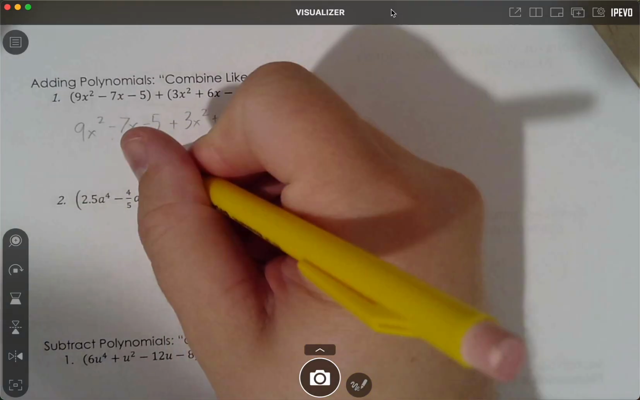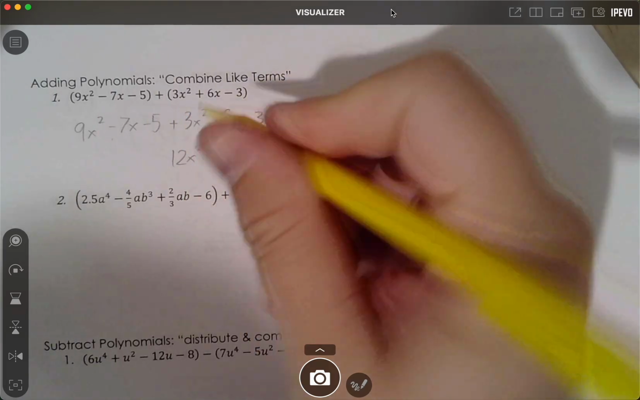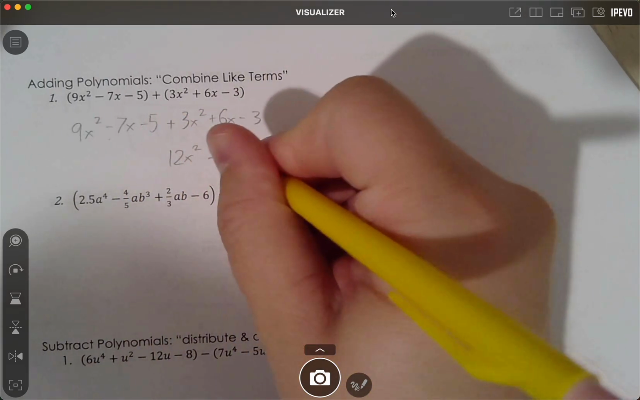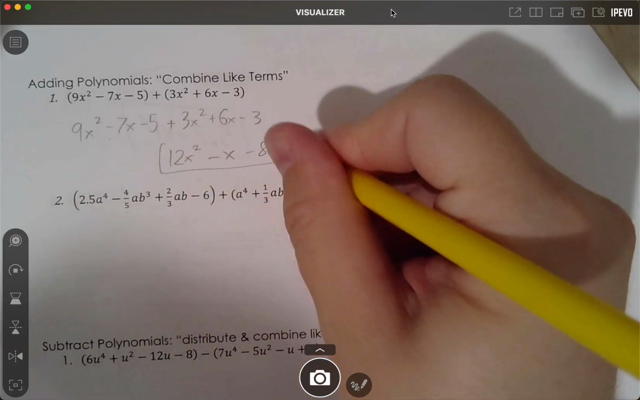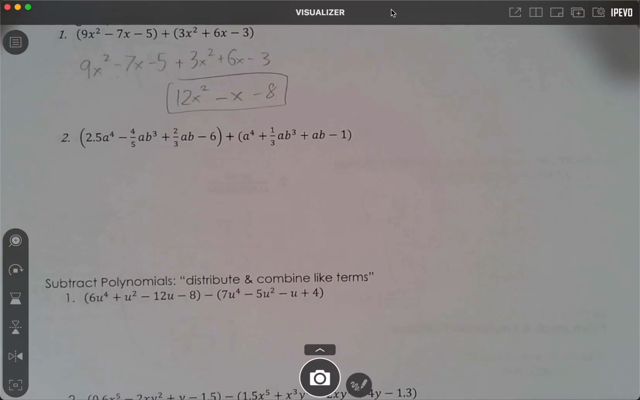So, I see a 9x squared, I see a 3x squared, that's 12x squared. I see a negative 7x and a positive 6x, that's negative 1x. I see a negative 5 and a negative 3, that's negative 8, and I'm done. Great. Up next, let's deal with this one. Now again, we're just adding these 2 ugly looking things, so the parentheses are redundant.